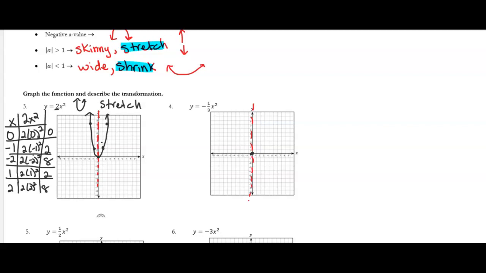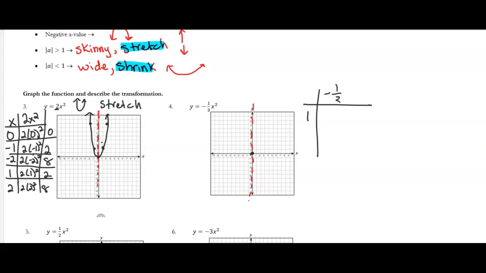Because I know it's going to go through the vertex. And again, the reason I know the vertex is at 0, 0 is because I'm not adding or subtracting anything. And so that always tells me my vertex is at 0, 0. Okay, so I'm going to plug in. I'm not going to do the negatives. I'm going to do the positives this time. Because I'm so far away. Okay.